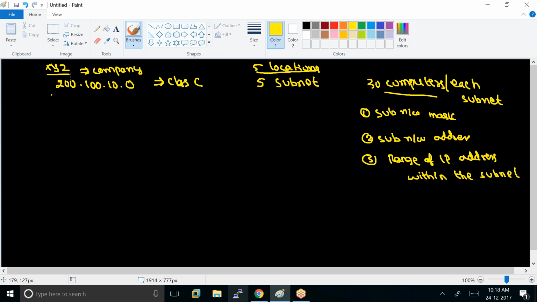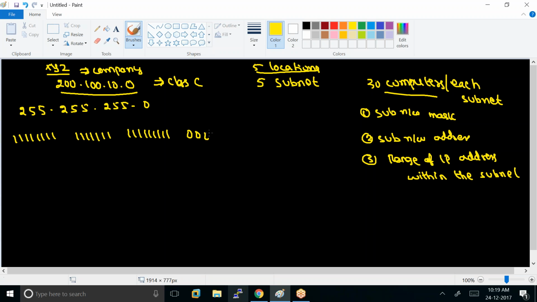First, given the address, you need to find out which class it belongs to, and you apply the default mask. Since it is class C, this is your mask. You represent it in binary: 8 ones, 8 ones, 8 ones, and 8 zeros. Here this is your network part, and this is your host part. Here you can't disturb your network.